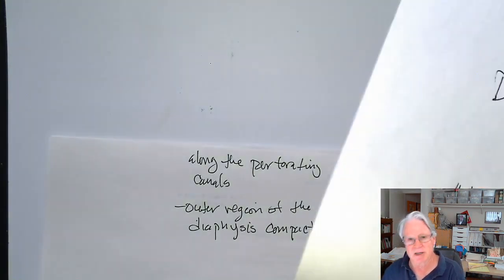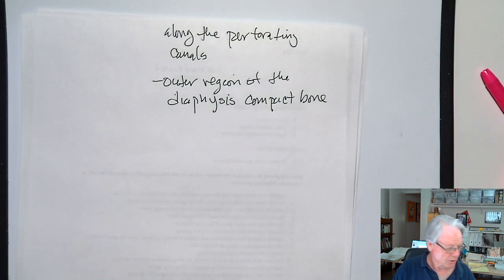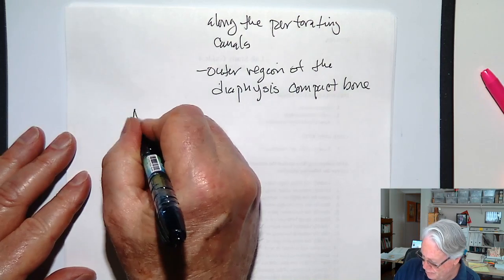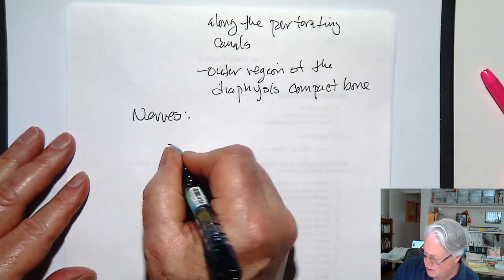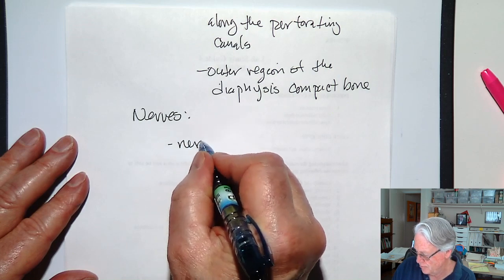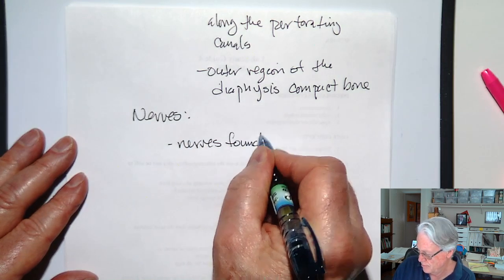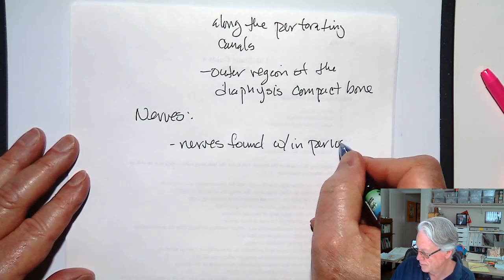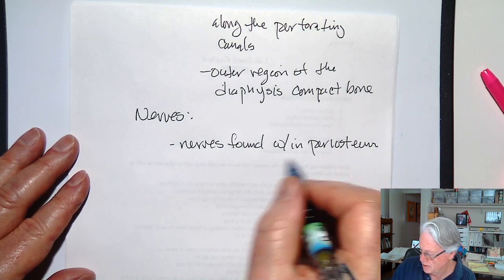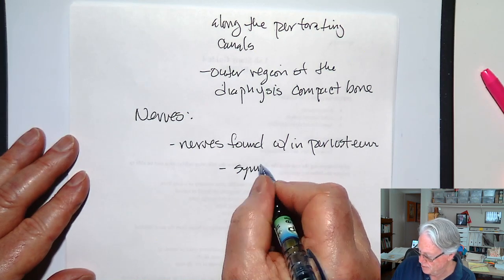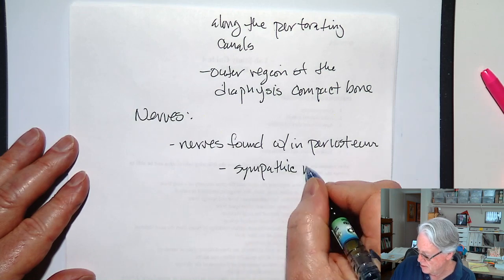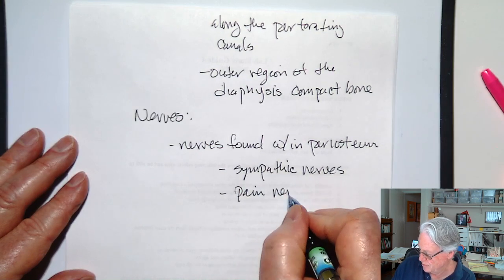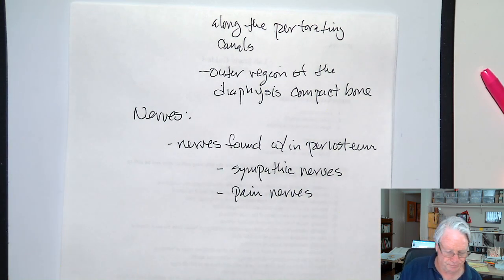We've already talked a little bit about the nerves, so just a brief comment here. Nerves are found within the periosteum, and we have the sympathetic nerves and pain nerves. All right.